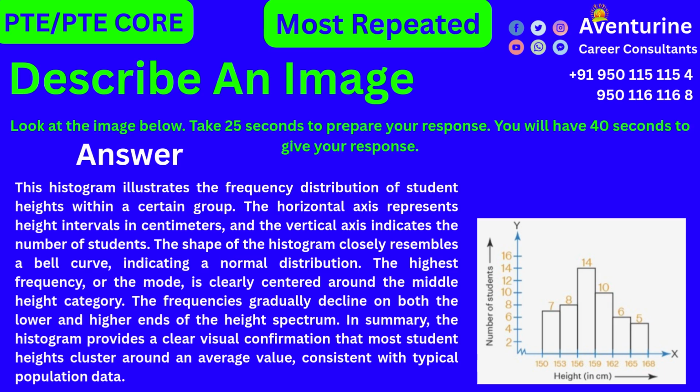The highest frequency, or the mode, is clearly centered around the middle height category. The frequencies gradually decline on both the lower and higher ends of the height spectrum. In summary, the histogram provides a clear visual confirmation that most student heights cluster around an average value, consistent with typical population data.